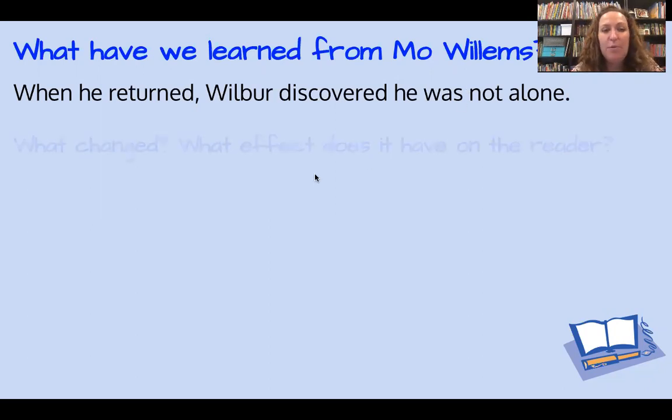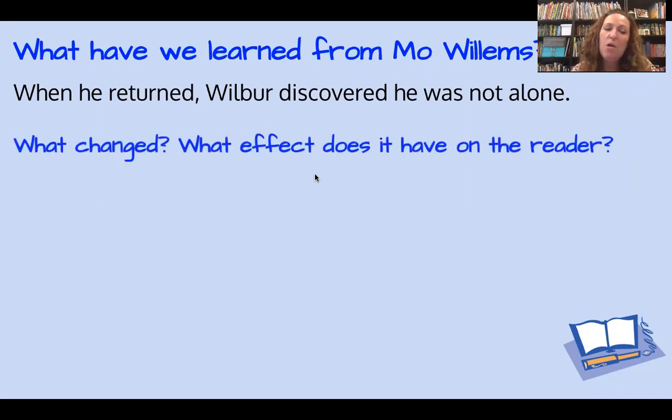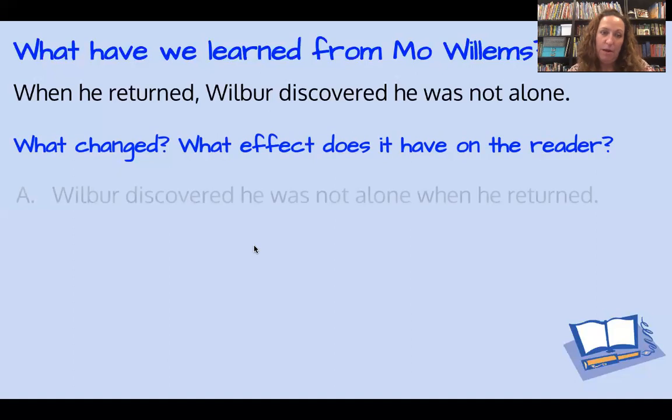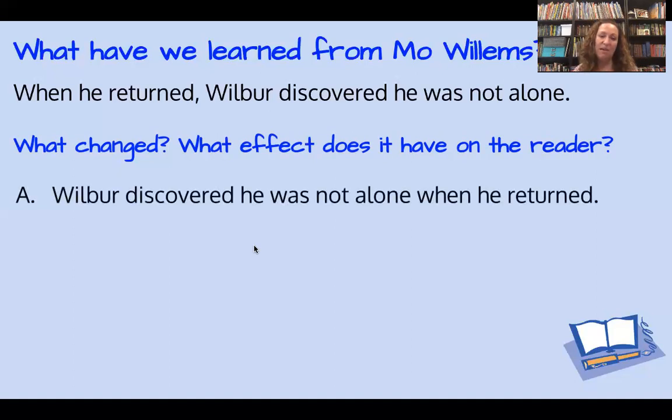Now, remember, whenever we make changes to our writing or we make choices in our writing, we have to think about the effect that it has on the reader at all times. And so I'm going to take this sentence, make a change in it, ask you what's changed, and then we'll talk about the effect that it has on the reader. Okay, so here is the first change. Take a look at it. Okay, what has changed?